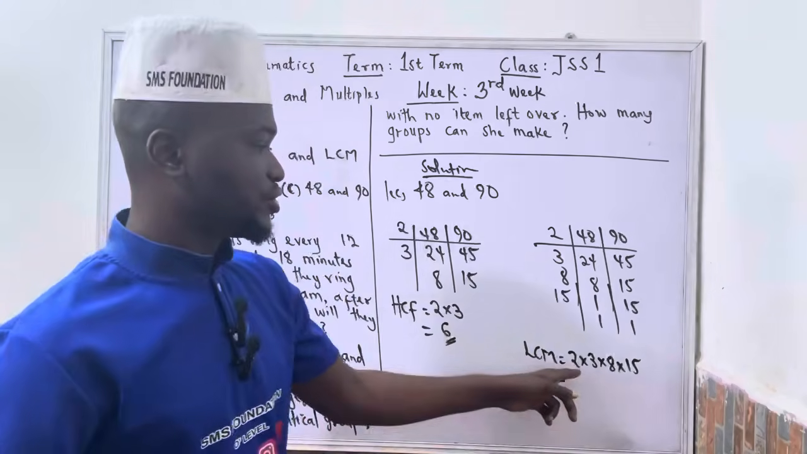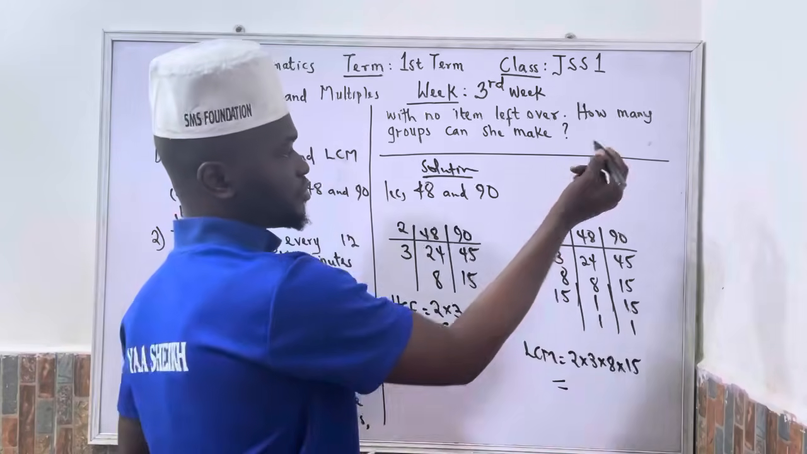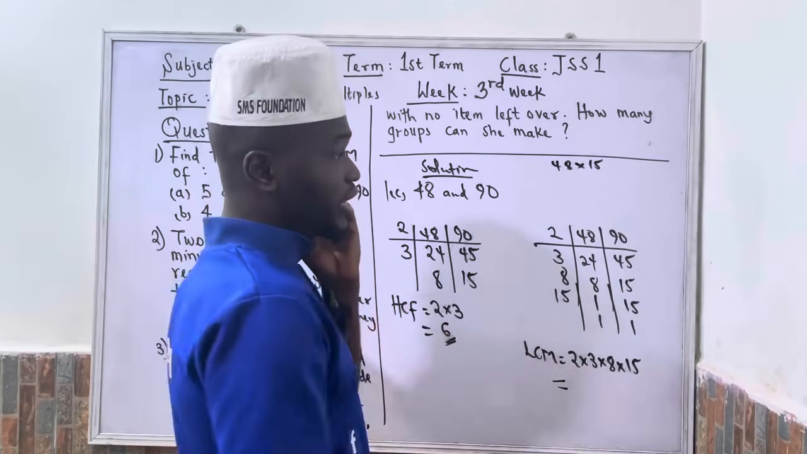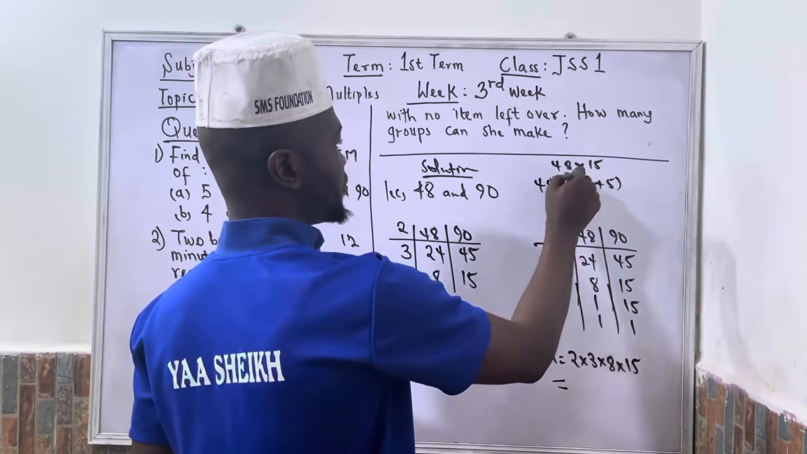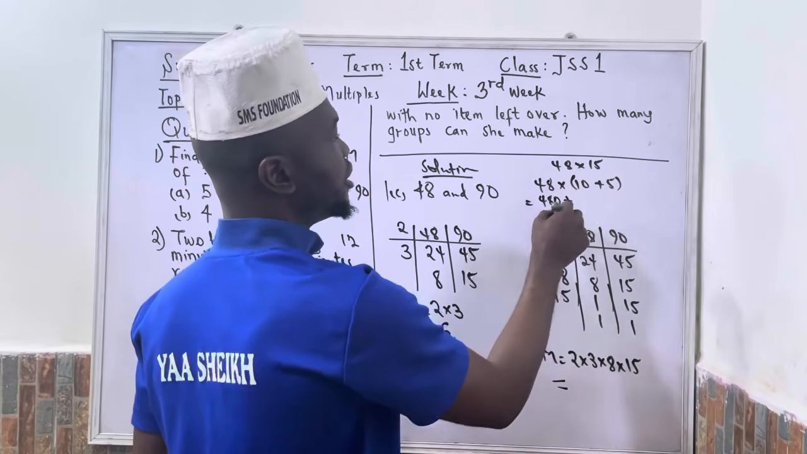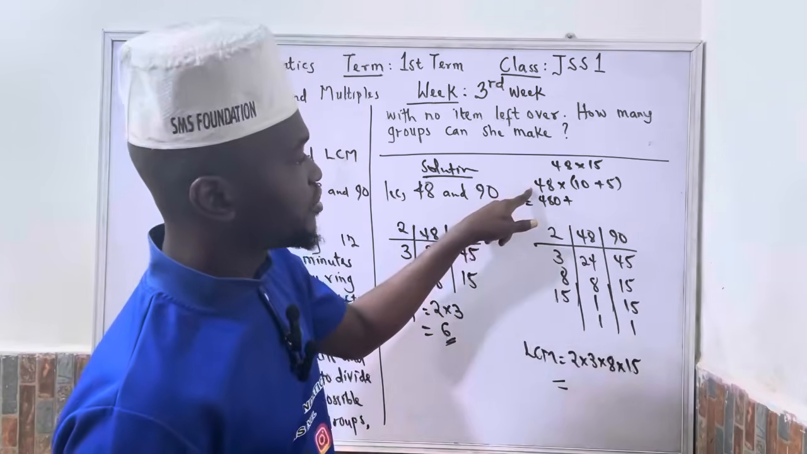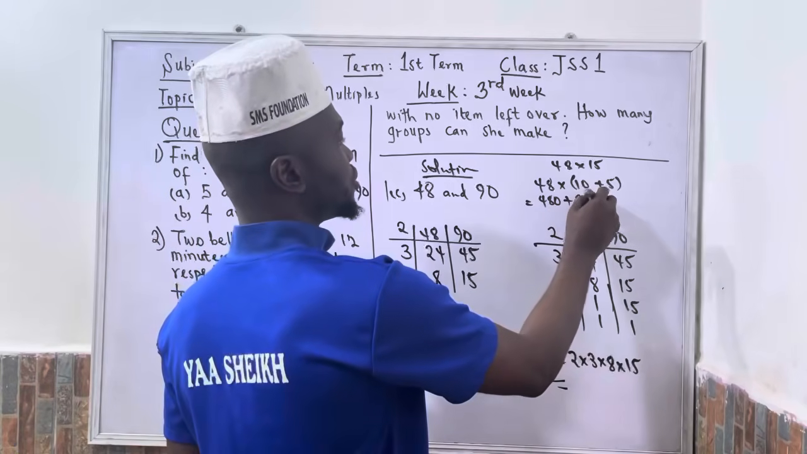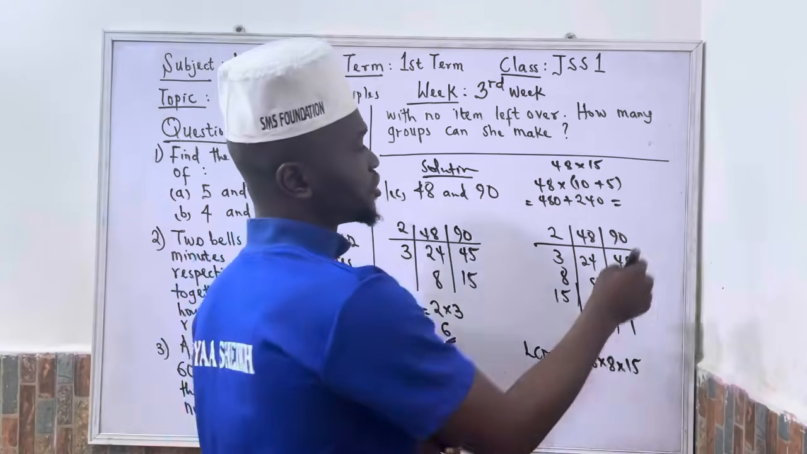So what? 2 times 3 is 6. And 6 times 8 is 48. Then 48 times 15. You have to do that. I can simply do 48 times 10 plus 5. So in a simple way, 48 times 10 will give me 480, plus 48 times 5. How do we do 48 times 5? Just divide it by 2. That will be 24. Then add 0. That will be 240. So you add together 480 plus 240.